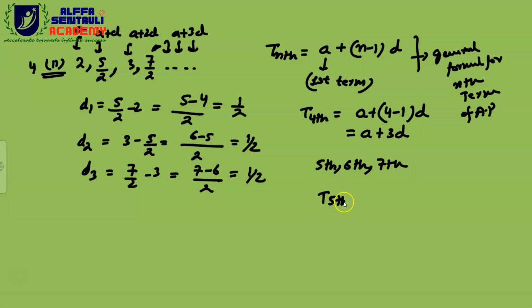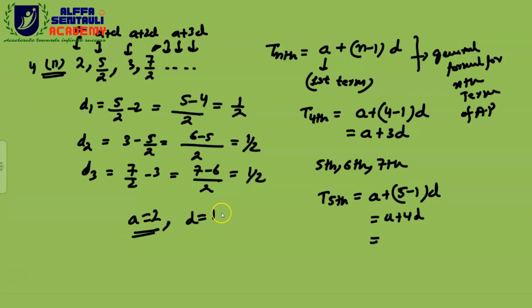So T5 should be what, beta? We know the general formula is a + (n − 1)d. In place of n, we'll write 5. So this will be a + (5 − 1) × d, which is a + 4d, correct? What is the value of a? From the series, the value of a is 2. We already know d is half. So we put a as 2 and 4 multiplied by d as half: 2 + 2, which is 4. So the fifth term should be 4, correct?